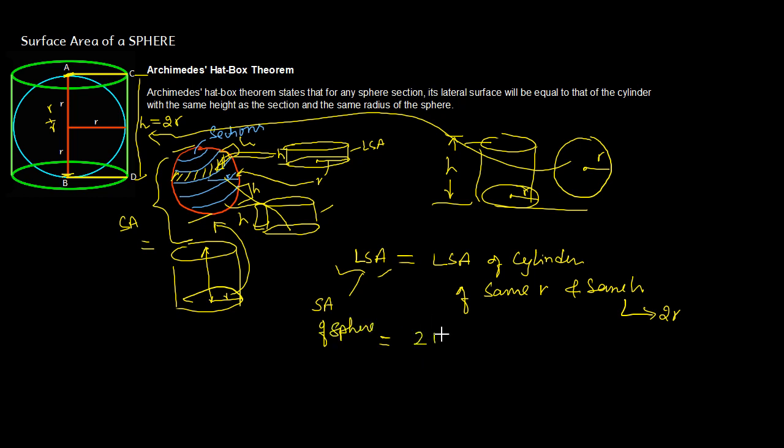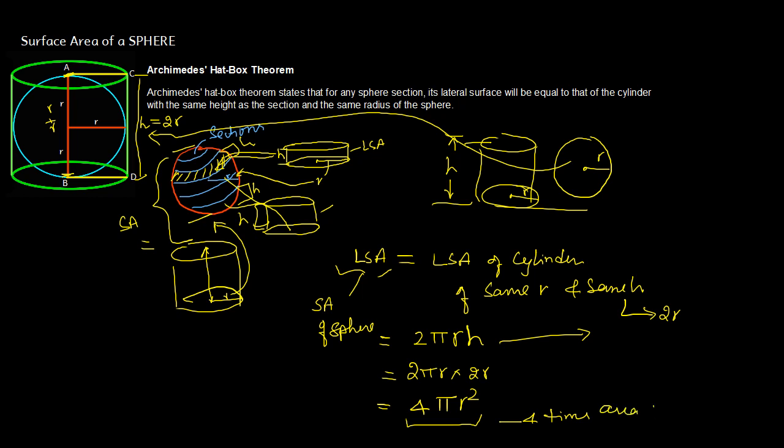The lateral surface area is 2 pi r h. If I substitute h with 2r, 2 pi r into 2r, it's going to be 2 into 2, 4 pi r square. If you see, this is 4 times the area of a circle with the same radius. So that's the surface area of the sphere.